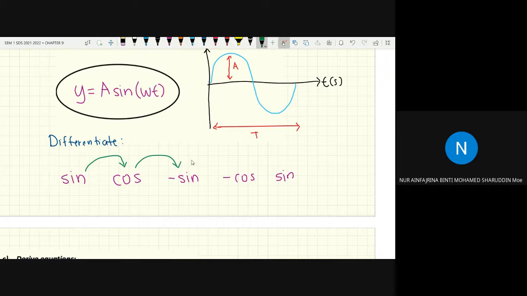I want you to remember these rules. So when we differentiate sin, we get cos. When we differentiate cos, we get negative sin. When we differentiate negative sin, we get negative cos. And when we differentiate negative cos, we get sin. Okay? So this is mathematics. Chapter 9 has a bit more mathematics, okay.